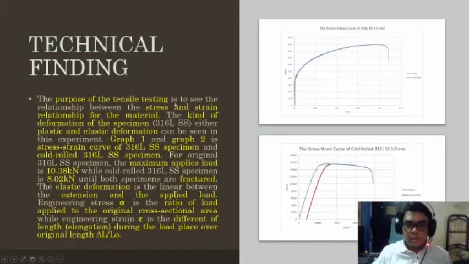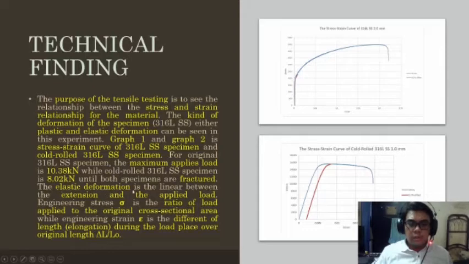The purpose of the tensile testing is to see the stress and strain relationship for the material. The kind of deformation of the 316L SS specimen, either plastic or elastic deformation, can be seen in this experiment. Graph 1 and graph 2 are the stress strain curves of the 316L SS specimen and cold rolled 316L SS specimen. This is graph 1 and this is graph 2. For the original 316L SS specimen, the maximum applied load is 10.38 kN, while the cold rolled 316L SS specimen is 8.02 kN until both specimens are fractured.